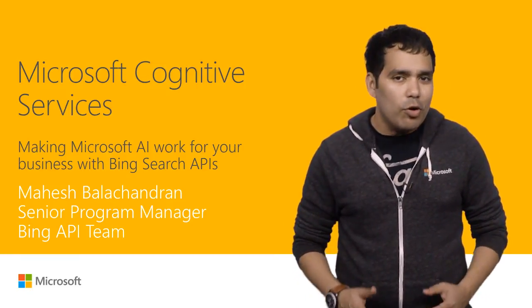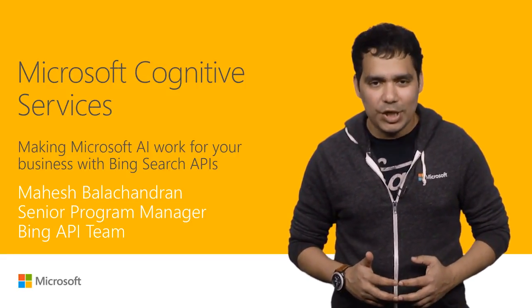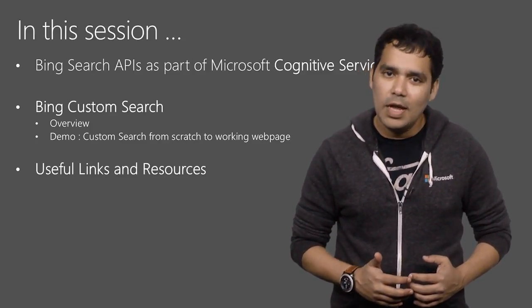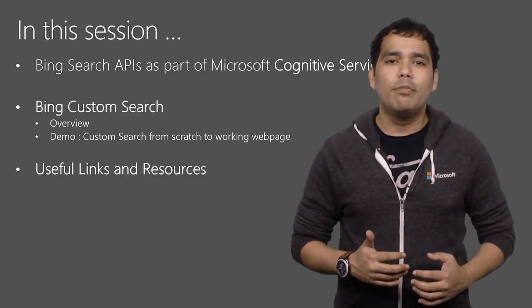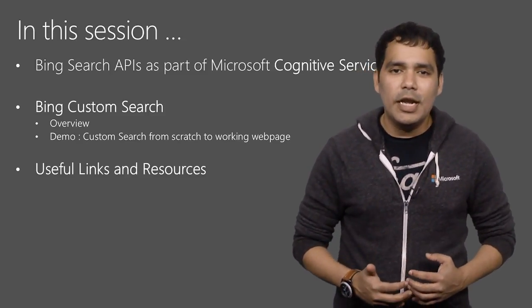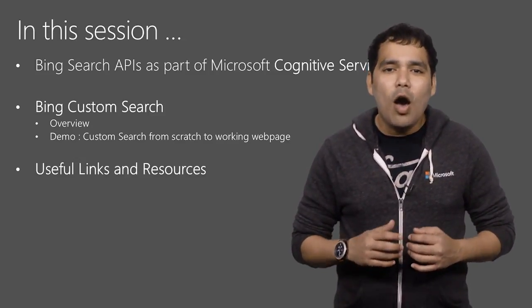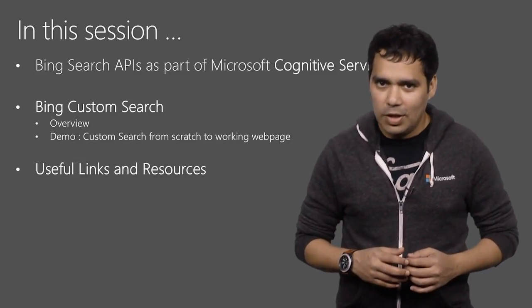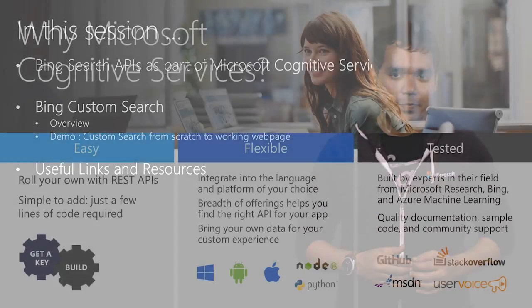In this video, I'm going to talk about how Microsoft AI can work for your business with Bing Search APIs. I'm going to provide a quick introduction to the Microsoft Cognitive Services and Bing Search APIs. I'll spend a little more time talking about a new product, Bing Custom Search, that is now generally available for purchase. I'm super excited to show you a demo of how easy it is to create a site search experience using Bing Custom Search. I'll end this presentation with some useful links and resources for you to consume.